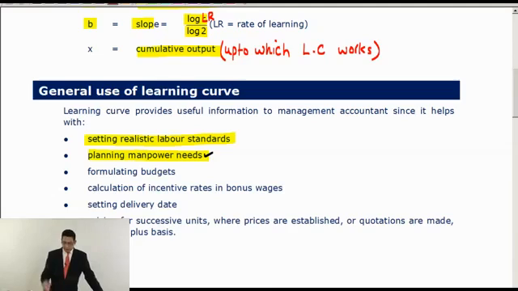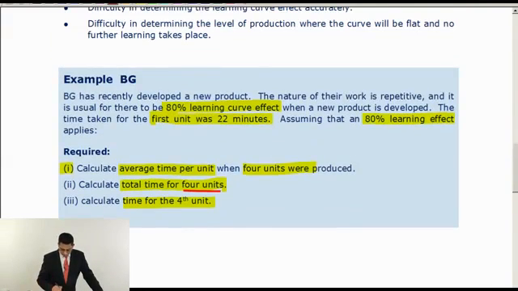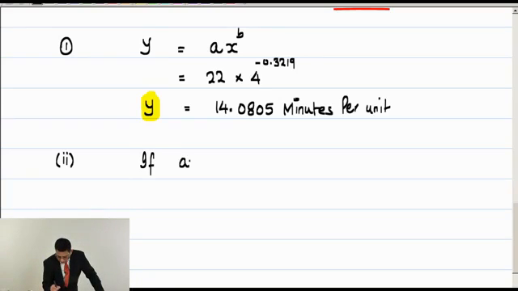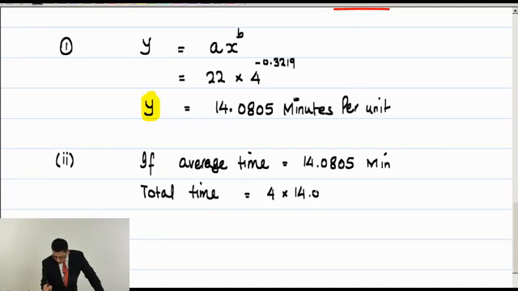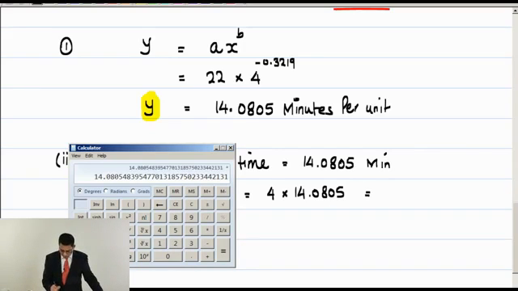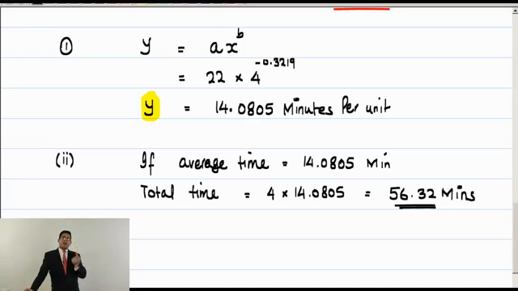Requirement number 2 was to calculate the total time for 4 units. So if the average time is 14.0805 minutes, total time equals 4 multiplied by 14.0805, which equals approximately 56.32 minutes. That is, on average, if 1 unit takes 14.08 minutes, 4 units will take 56 minutes. Is it okay?